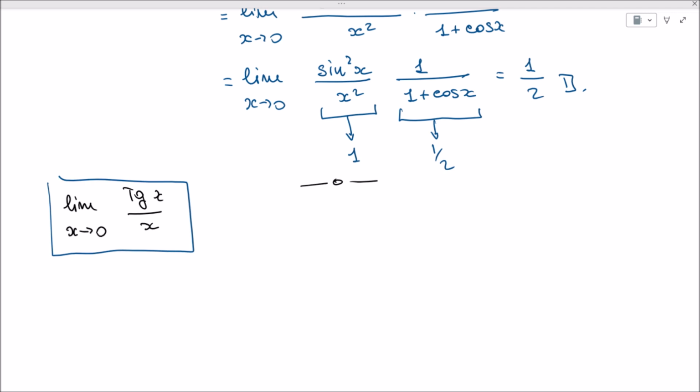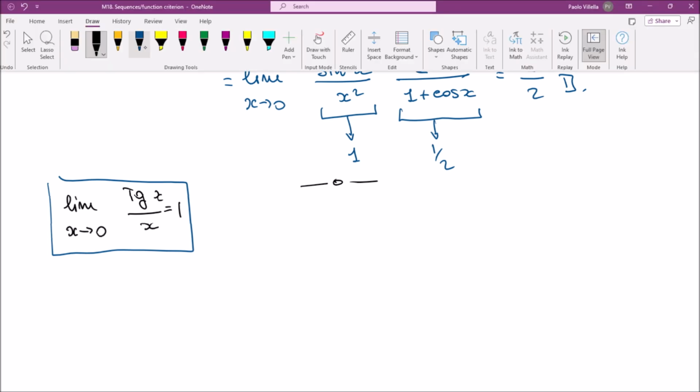And remember that this limit is equal to 1. Okay, we want to prove that this limit is indeed 1. Okay, let's give the proof now. Proof.